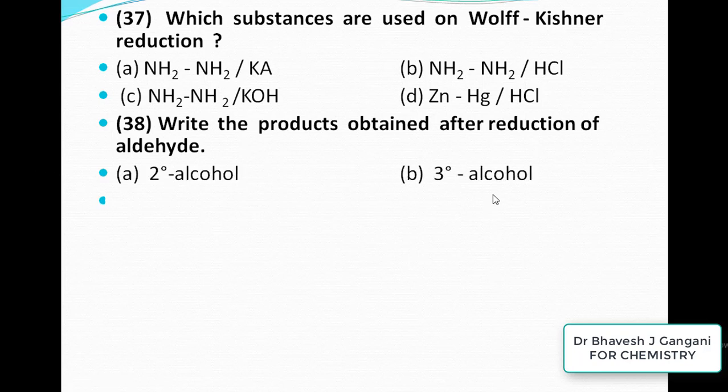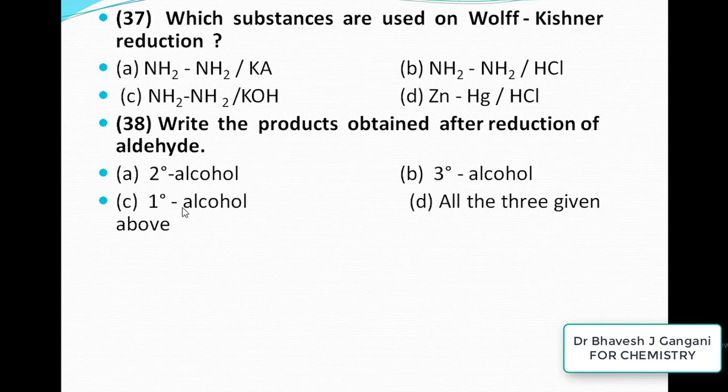Secondary alcohol, tertiary alcohol and primary and all the given above. हम जानते हैं कि भाई aldehyde है, उसका reduction हमें primary alcohol देता है. Secondary ketone का reduction हमें secondary alcohol मिलेगा. So answer of this question, by reduction of aldehyde we will get primary alcohol. So answer is C, primary alcohol.